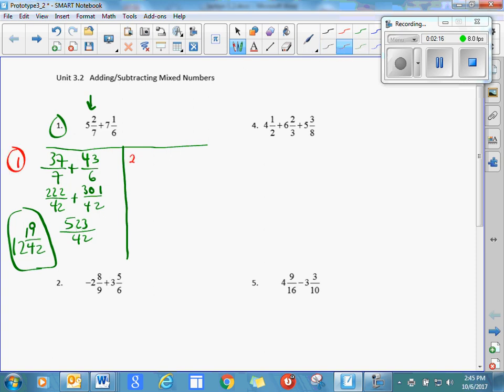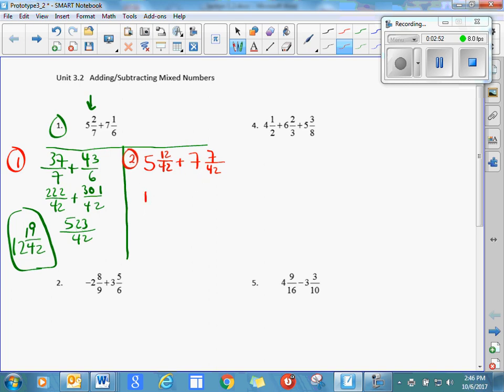The second way to do it is don't change it to improper fractions. Just work with the mixed number part. So I'm going to say 5. And I notice that the common denominator is 42, so I am going to make these 42nds. So 7 times 6, so 2 times 6, that gives me 12. And the 7, I'm going to change its fraction part to 42nds as well. 6 times 7, so 1 times 7. And there are my 2 new mixed numbers with the same denominator.